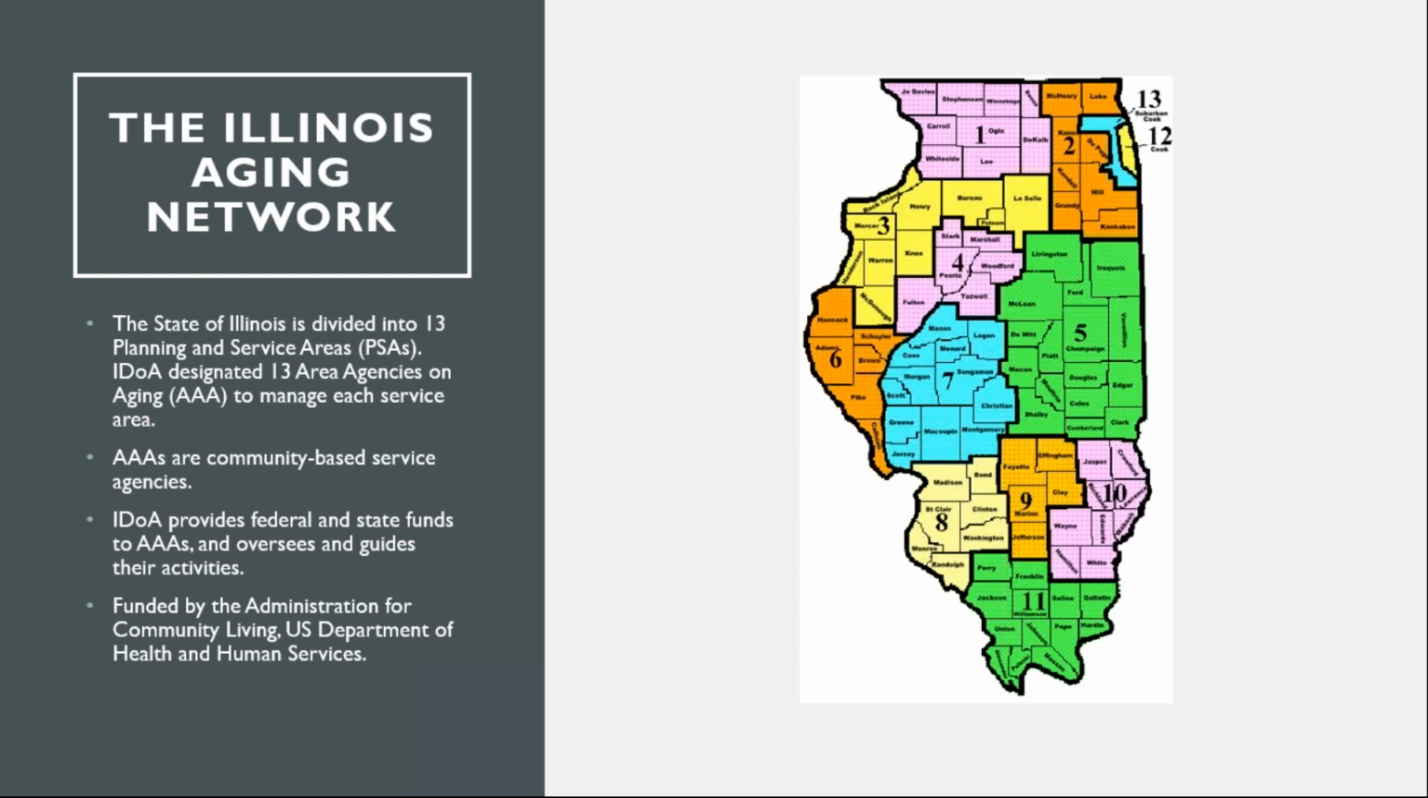And as you can see, you'll have the different regions, but every PSA has an area agency on aging attached to it. All of the planning and services and development and coordination that occurs on those services are managed and administered by the area agency on aging.